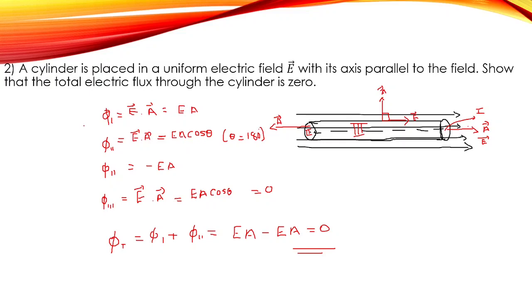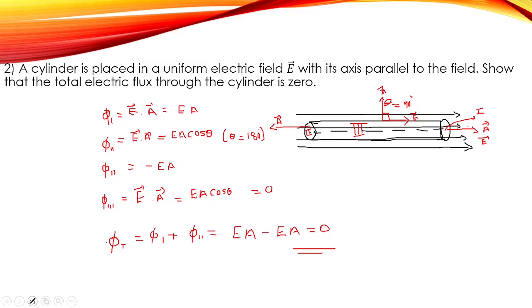we get the electric flux through the first surface as EA. In the second surface, our area vector is in just the opposite direction of our electric field line. So that means theta becomes 180, and we get the electric flux through the second surface as minus EA. In the third surface, since the area vector is perpendicular to the surface, it is in this direction, and our electric field line is in this direction, they are making an angle theta of 90 degrees. So the third surface becomes EA cos theta, where theta is 90 degrees, so it becomes 0.